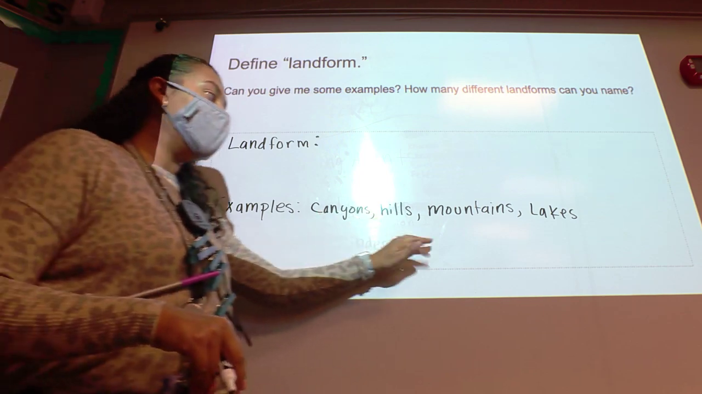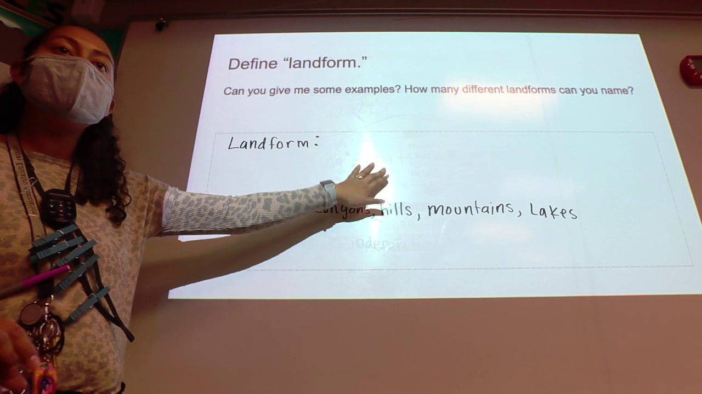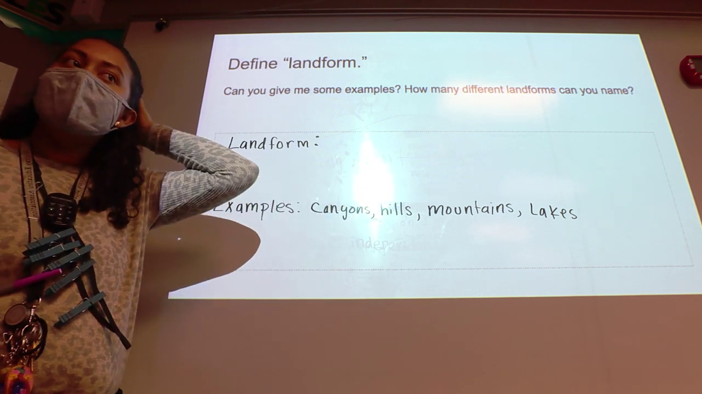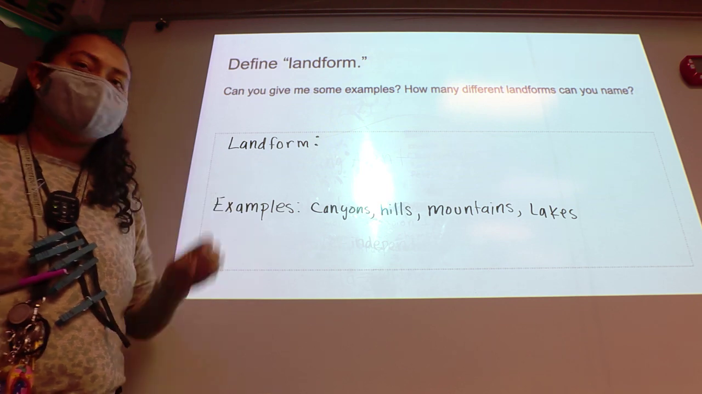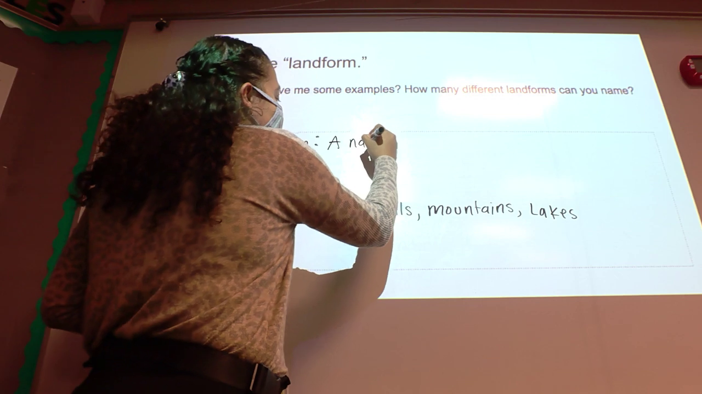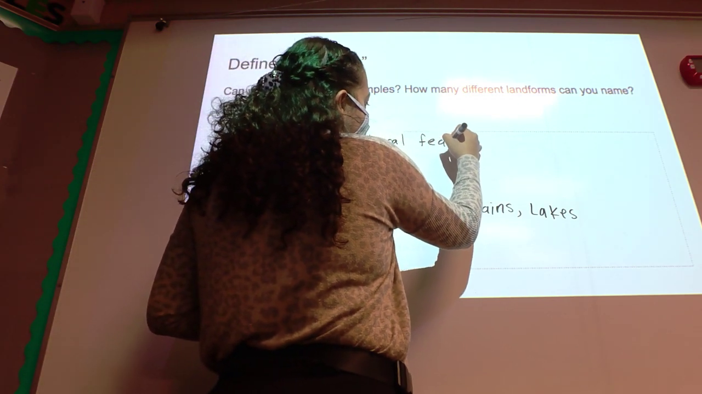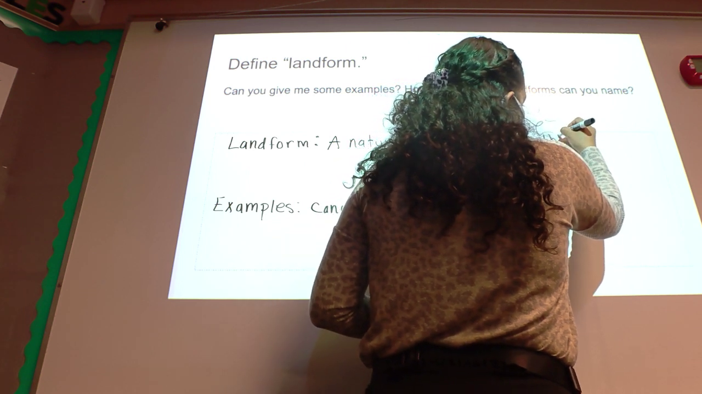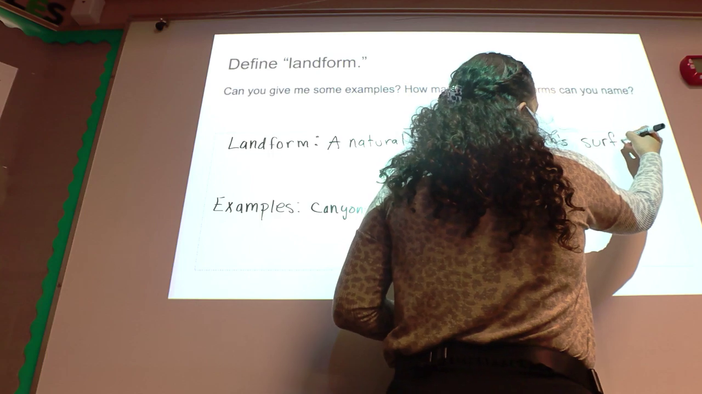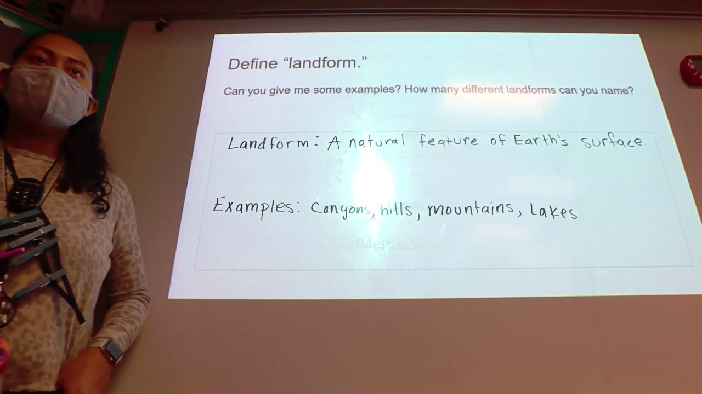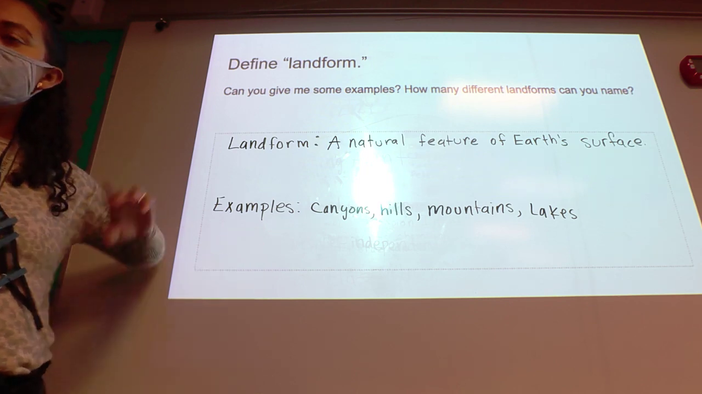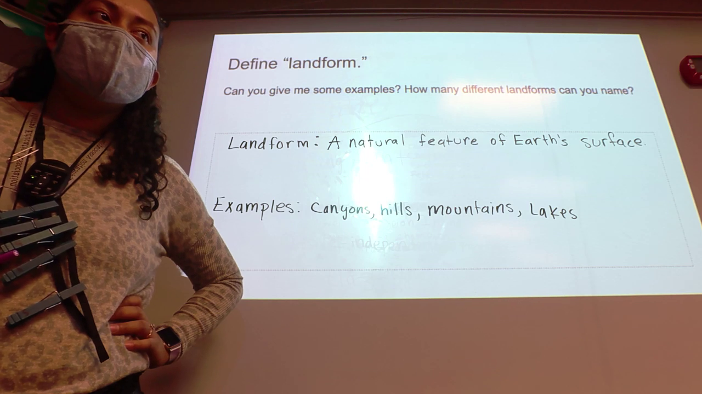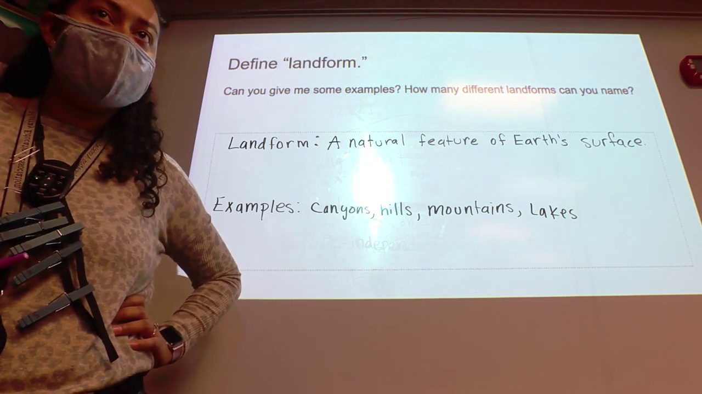Okay, so based off of this, I know these things are landforms. What definition can we make for this? The natural feature of Earth's surface. A natural feature of Earth's surface. Okay, quickly. Add in any more examples that you think are parts of landforms. Then I'm going to give you the answers, and any that do not connect, you will have to take off, so you'll have to edit.